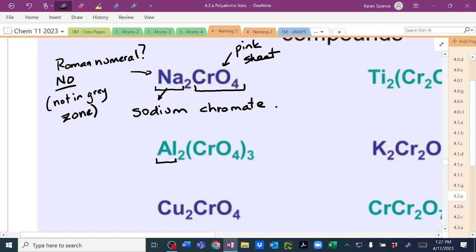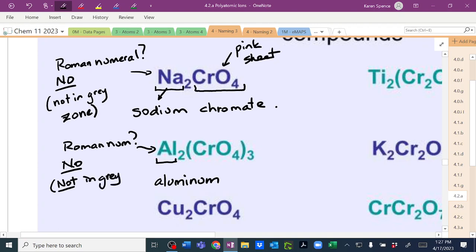Al is aluminum. Do I need a prefix? No, because ionic compounds that begin with metals do not use prefixes. So it's aluminum. Does it need a Roman numeral? So it is not in the gray zone. Okay, so we just have aluminum, and then we look at everything else and we name that. That is chromate.